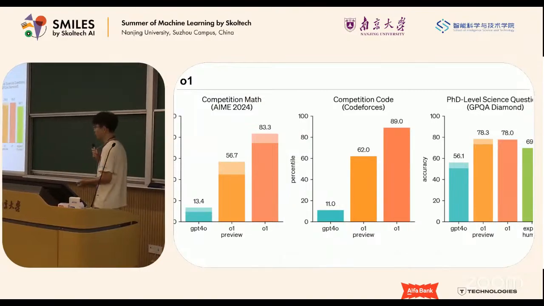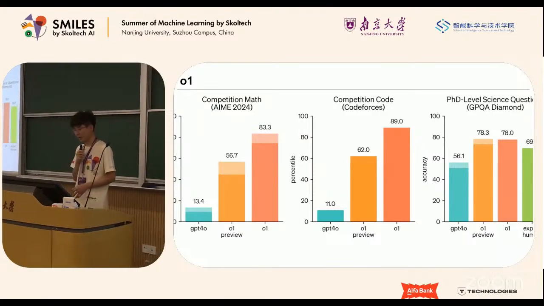This slide shows O1 performance across math, coding, and science benchmarks compared to GPT-4o. On the 2024 AIME math competition, GPT-4o achieved 13.4%, while O1 achieved 83.3%. On Codeforces, an important competitive programming benchmark, O1 reached the 89th percentile, and on science benchmarks like GPQA Diamond for PhD-level science questions, O1 surpassed human expert performance, scoring 78.8%.